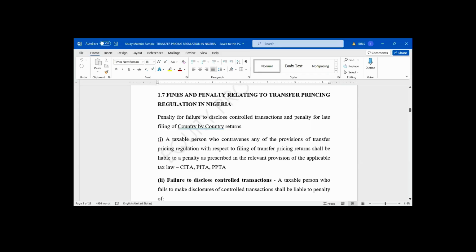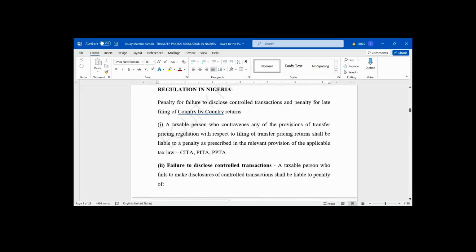If the person is an individual, he will be liable to a penalty stated in the Personal Income Tax Act. But if the person is a company, it will be liable to a penalty stated in the Company Income Tax Act. Whereas if the company is a petroleum company, it will be liable to a penalty stated in the Petroleum Profit Tax Act. So this is one of the penalties relating to transfer pricing regulation.